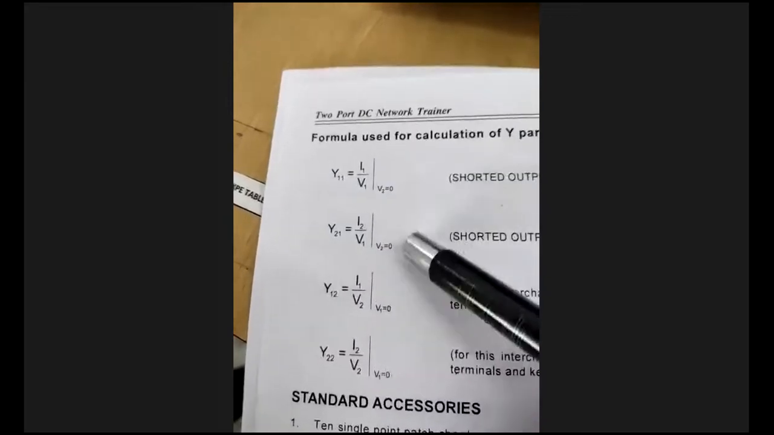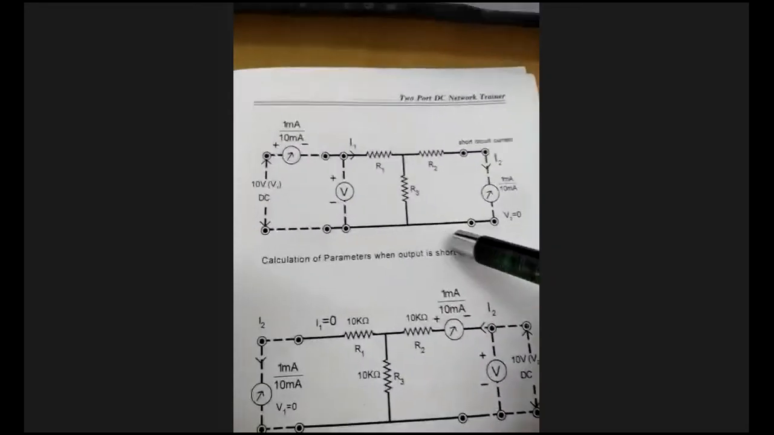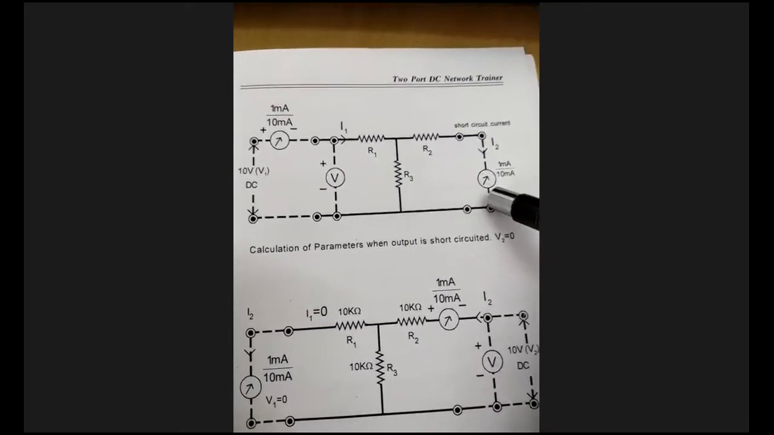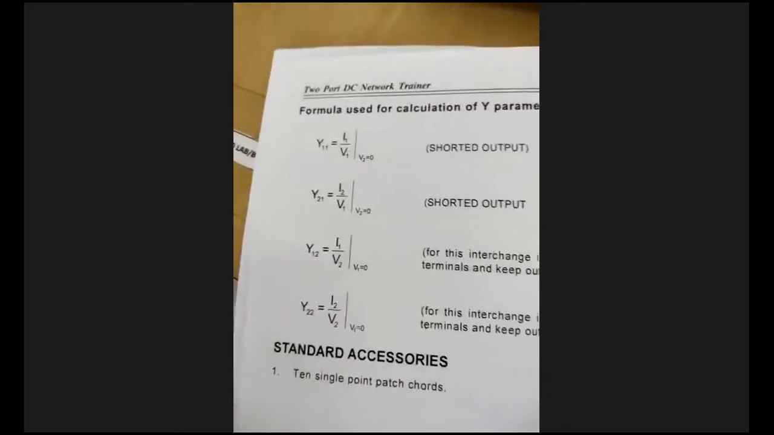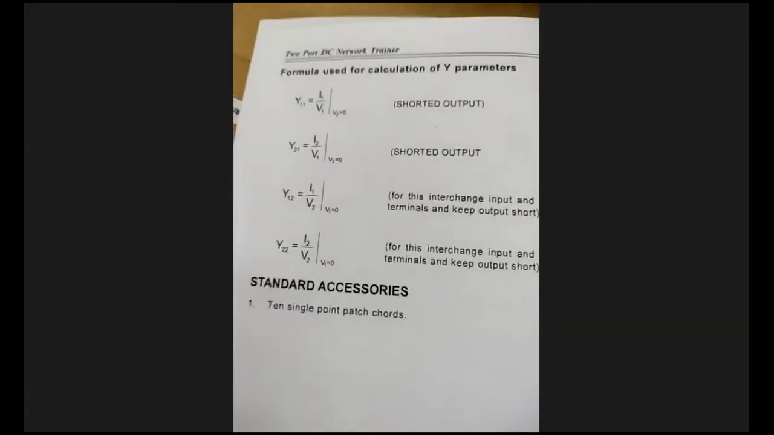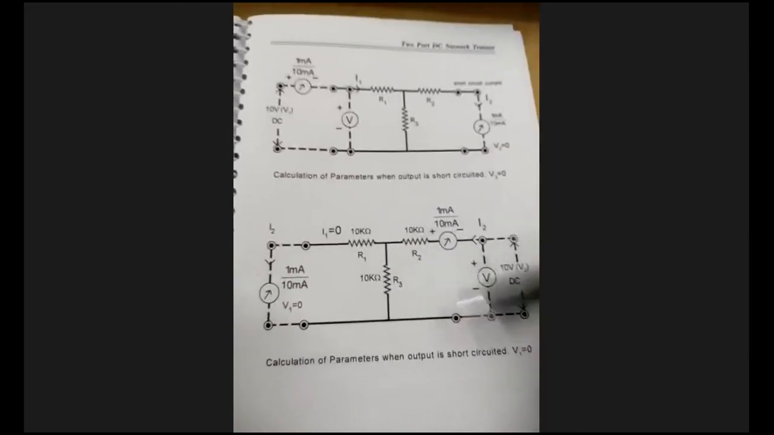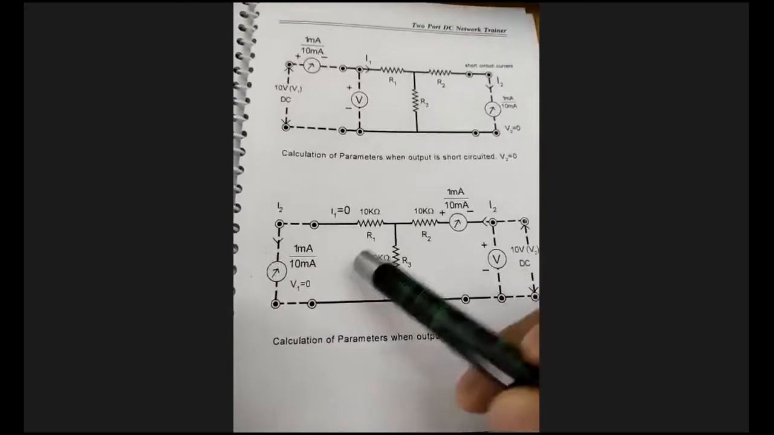The condition is V2 equal to 0. Here V2 equal to 0. Okay, the output terminal is shorted, so V2 equal to 0. Okay, so that is our first condition. We will fulfill this. Okay, and the second condition, you can clearly see.